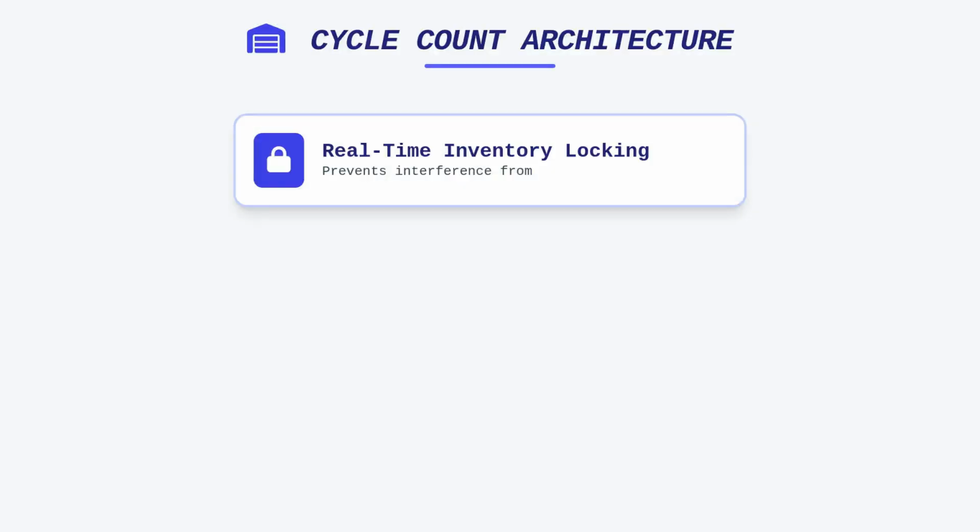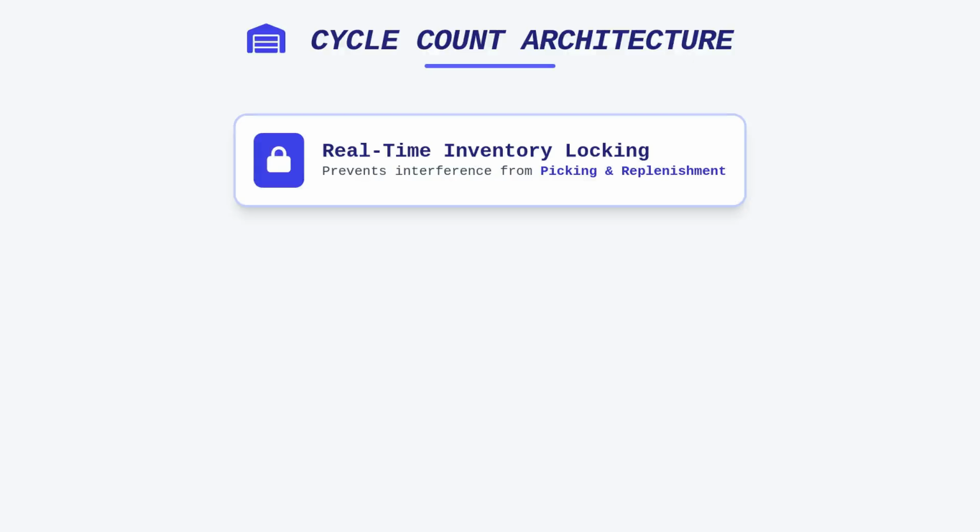We must remember that this is not an isolated inventory feature, but rather one that sits deep within the broader warehouse management architecture. When a cycle count is active, the system employs real-time inventory locking, which prevents other warehouse processes like picking or replenishment from interfering with the integrity of the data being recorded.